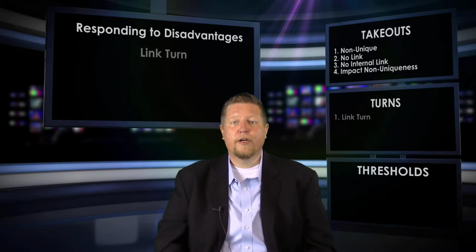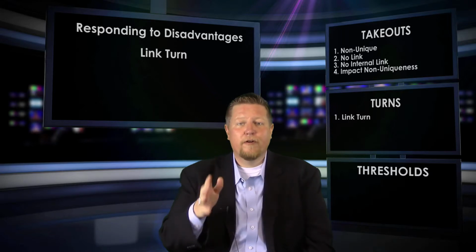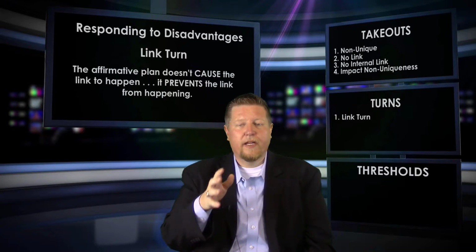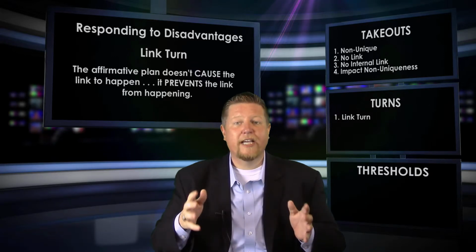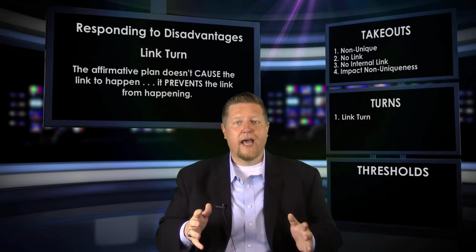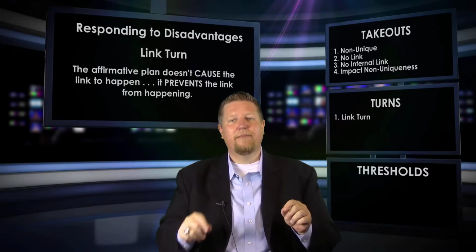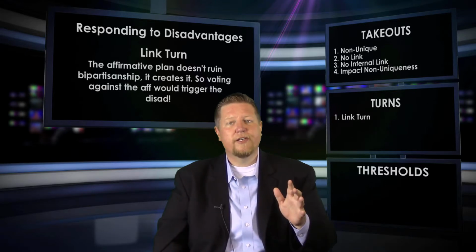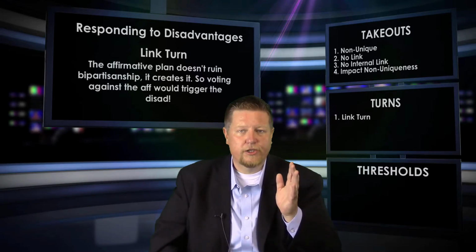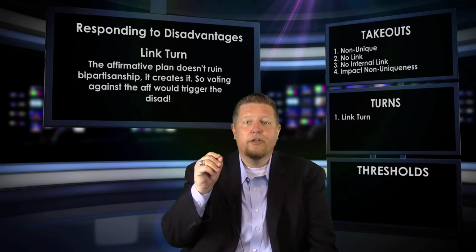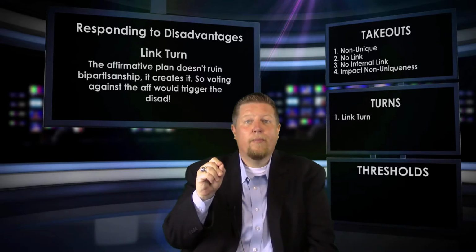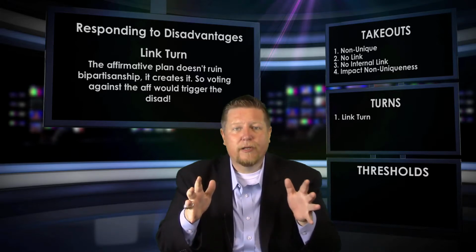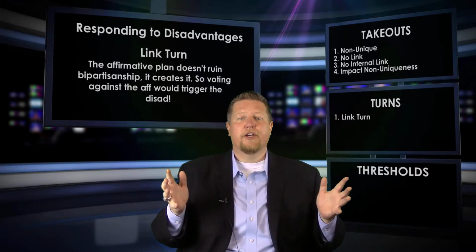A link turn occurs when an affirmative team proves that the affirmative plan prevents the link from happening, rather than causing the link to happen. In other words, the affirmative claims that the status quo links to the disad, but the affirmative plan prevents that. Here's an example. The negative team claims in their link that the affirmative plan spends all the political capital, thus ruining the chances of passing more important legislation later. A link turn might claim that there is no political capital now, which means that the important legislation wouldn't pass in the status quo. But the affirmative plan creates a spirit of bipartisanship that allows the legislation to pass.